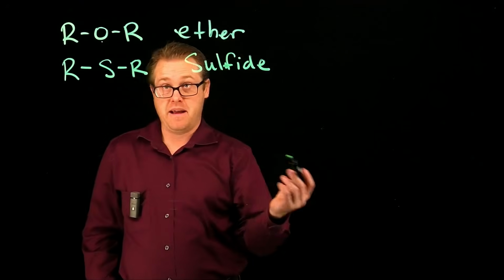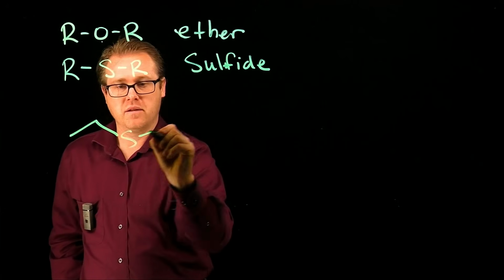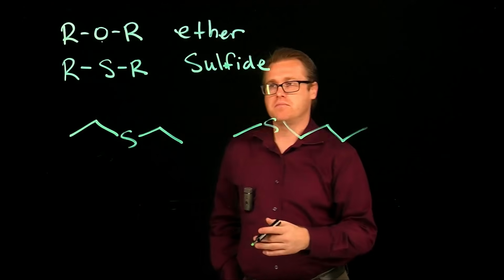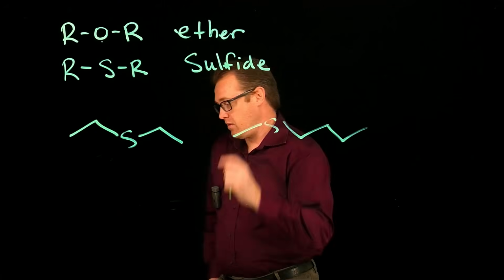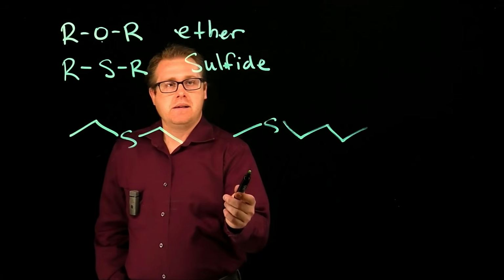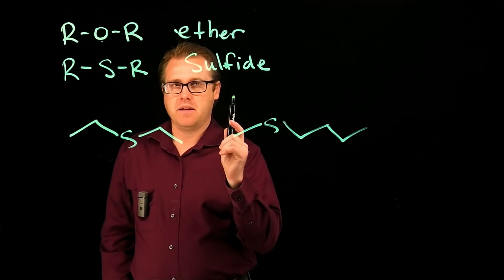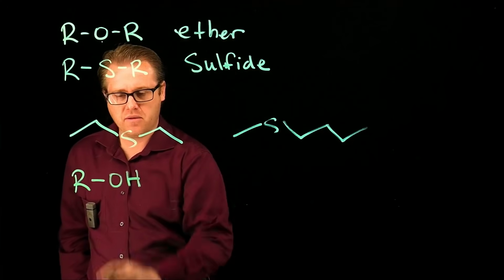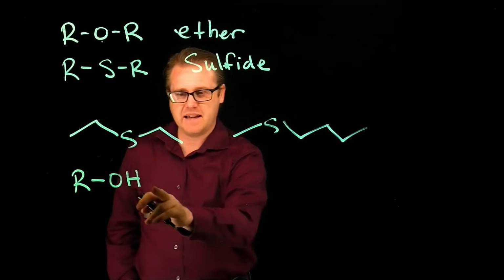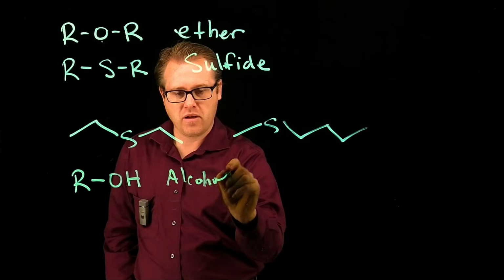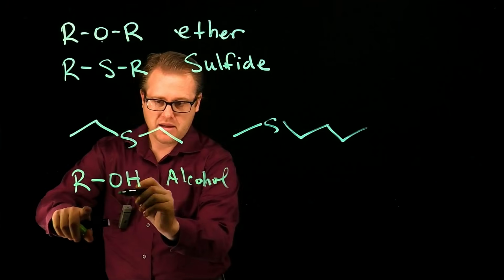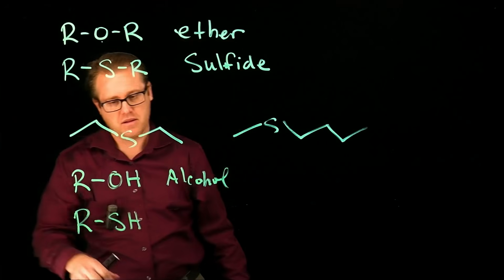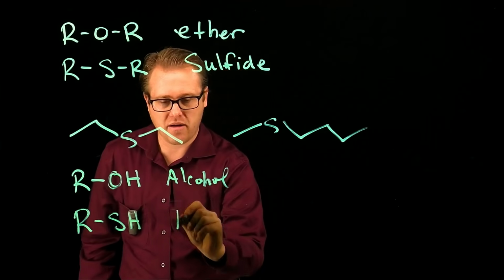So you can have symmetrical sulfides, like that, and you can have unsymmetrical sulfides. So that is sulfides. But then remember this functional group right there? What's that functional group? That is an alcohol. So if we replace the oxygen here with a sulfur, now we have a thiol.